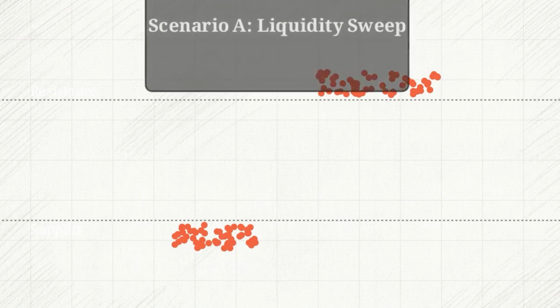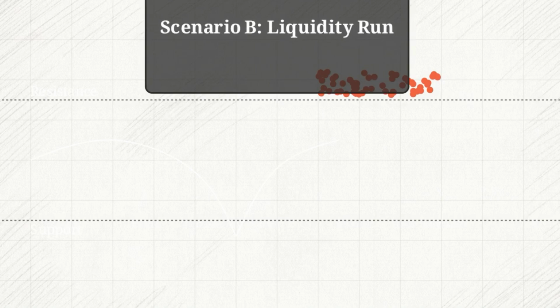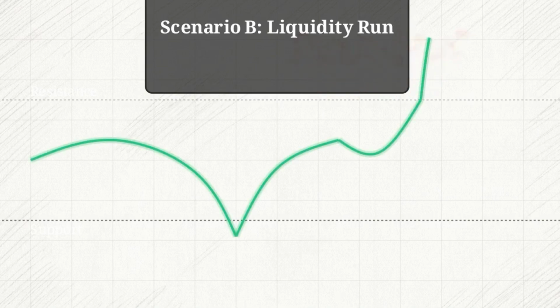Scenario A is the liquidity sweep. The price dips just low enough to swallow that cluster of sell orders, fills the institutional positions, and immediately reverses course. Scenario B is the liquidity run. Here, the market hits the stop-loss cluster, but uses those orders as raw fuel to aggressively accelerate, blowing past the zone and continuing in that exact same direction.